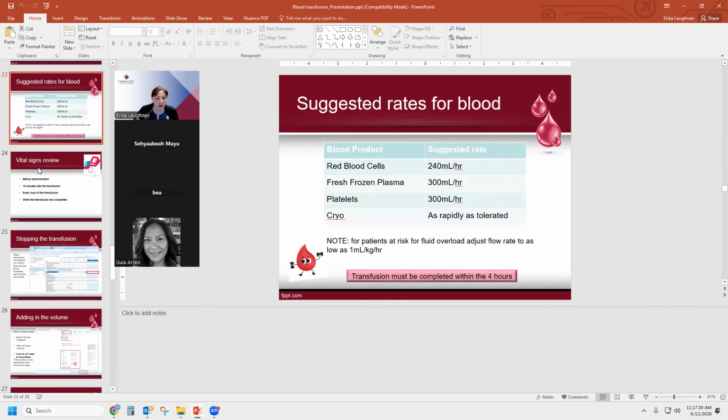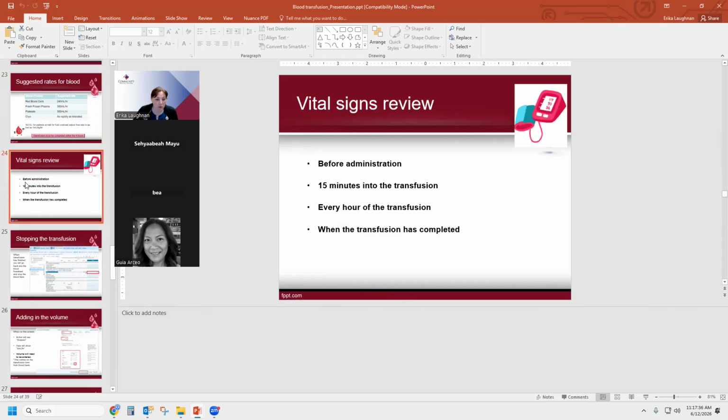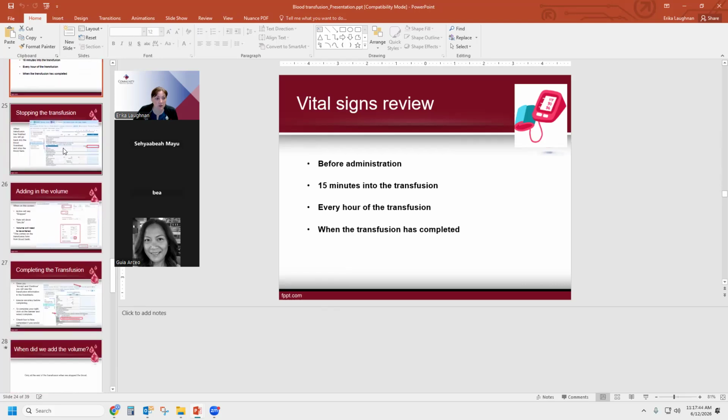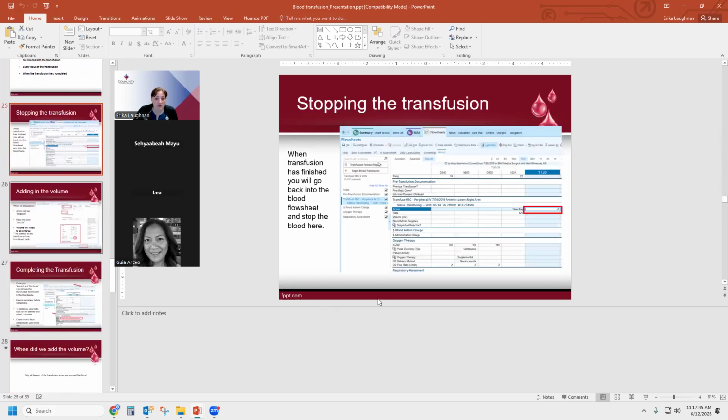And then a reminder again that the transfusion has to be complete within the 4 hours. Vital sign review: before administration, 15 minutes into the transfusion, every hour until the transfusion is finished, and then at the end of the transfusion, okay? Stopping the transfusion: at the end, when it's completed, you still want to get the rest of the blood to the patient, so you still have to unclamp the saline and run the rest of the line to the patient to clear out the line. And that's when the blood is considered stopped.